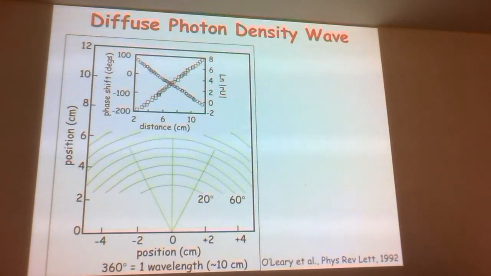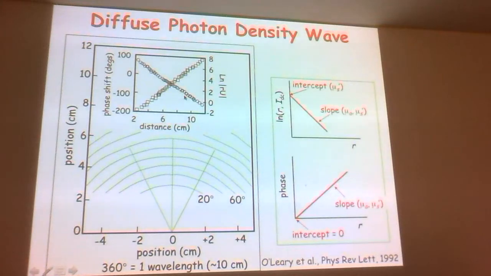Just move that detector to many different locations, and we were able to map out these contours of constant phase that were emanating outwards from the source. We thought that was incredibly cool. Theory predicted phase should increase linearly with distance, and that's what we saw. Theory predicted that the amplitude should decay logarithmically, and sure enough, that's what we saw.